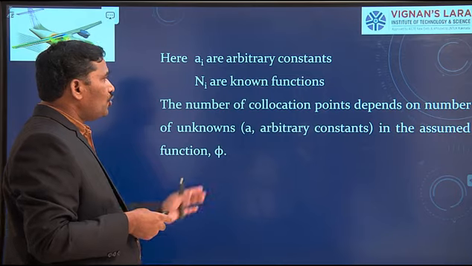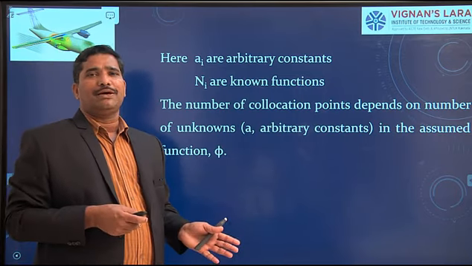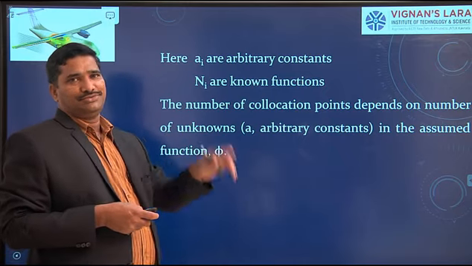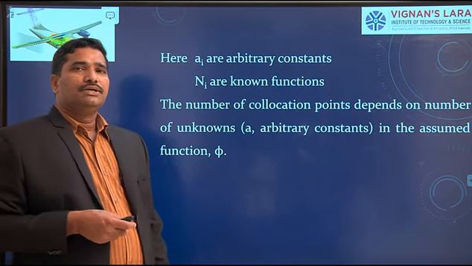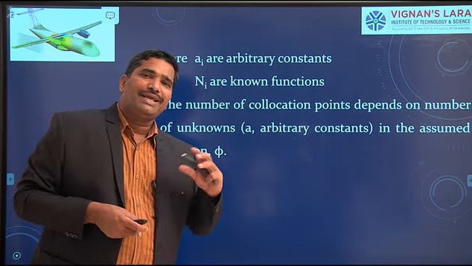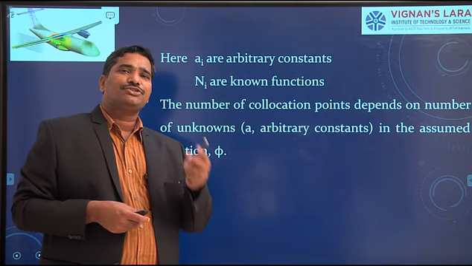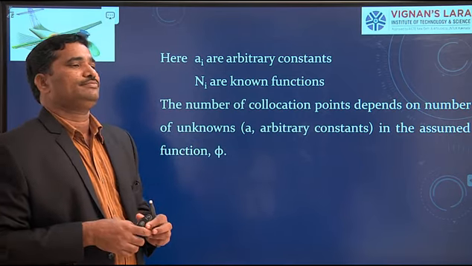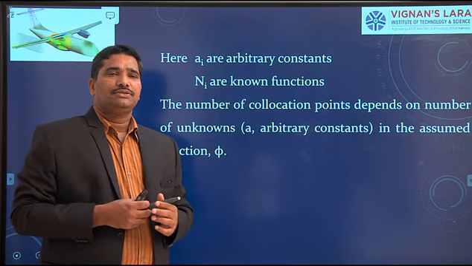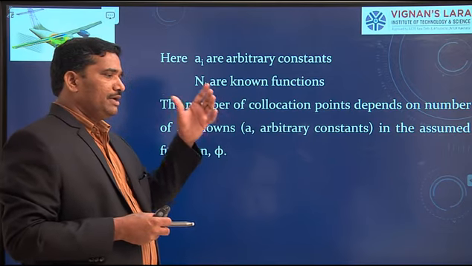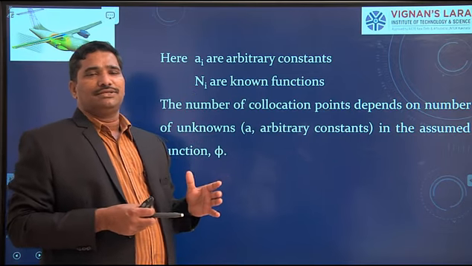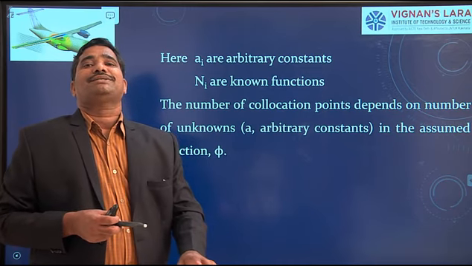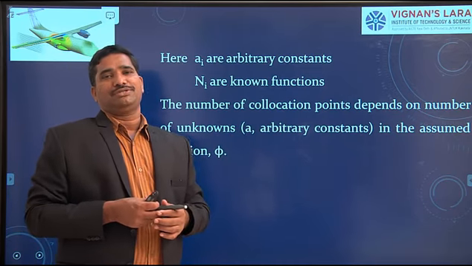Remember here, the number of collocation points you take depends on the number of unknowns. So when your selected function contains 2 arbitrary constants, you have to choose 2 collocation points. When you choose an admissible function with 3 arbitrary constants, you have to choose 3 collocation points. Then only you get the solution.